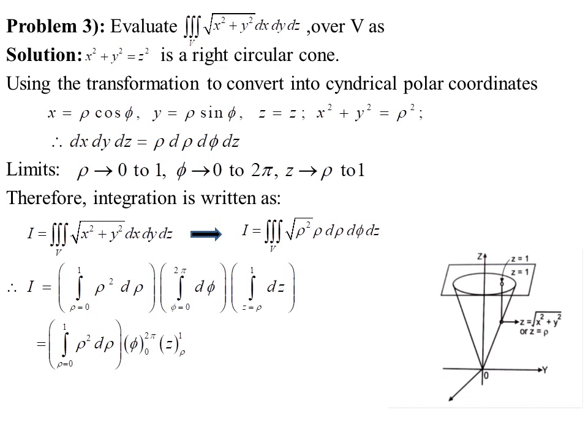So the second bracket's integration is phi varying from 0 to 2 pi. The third bracket's integration is z varying from rho to 1. So as we are having limits here in variable form, you can integrate first with respect to z, then with respect to rho, and then with respect to phi also. So this order of integration you can carry out.